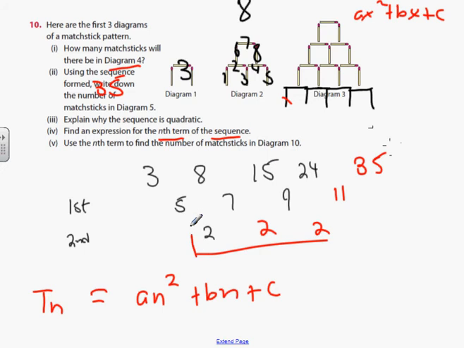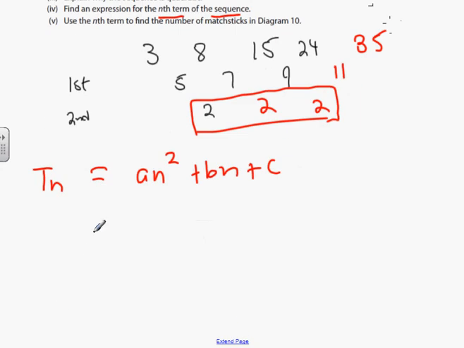Alright, now the thing is that your a value you can get straight away. Your a value is always half your second difference. What's the second difference? 2. So half of 2? 1. So it's just going to be 1n squared plus bn plus c. Now you still have to solve what b and c are. So you solve b and c by using a simultaneous equation.